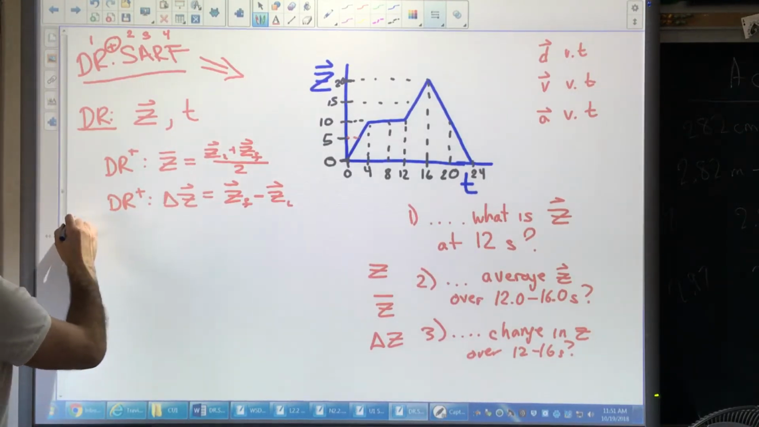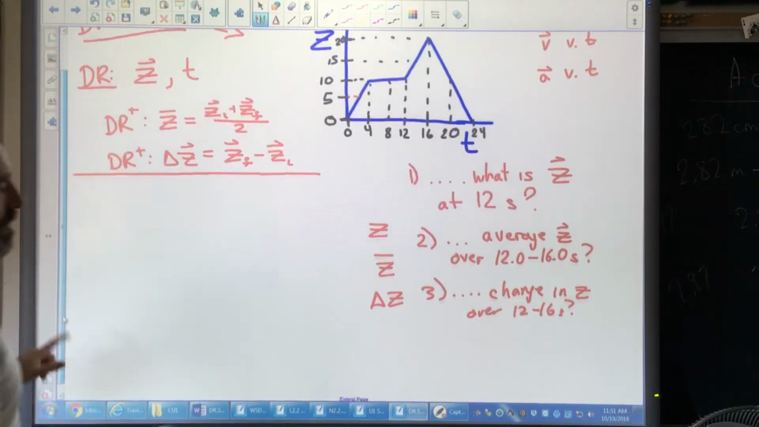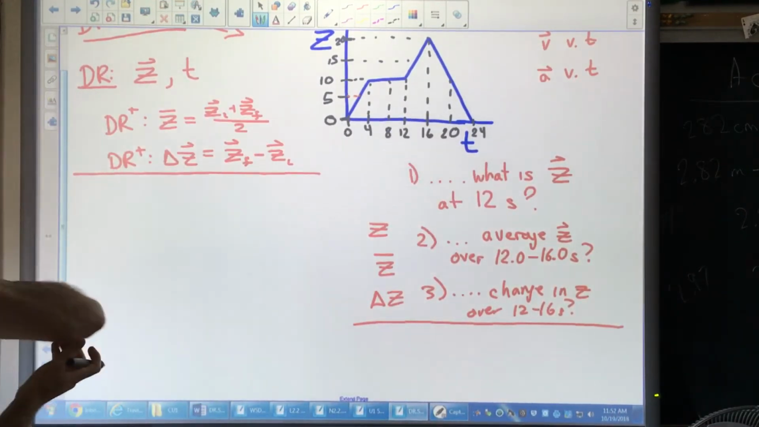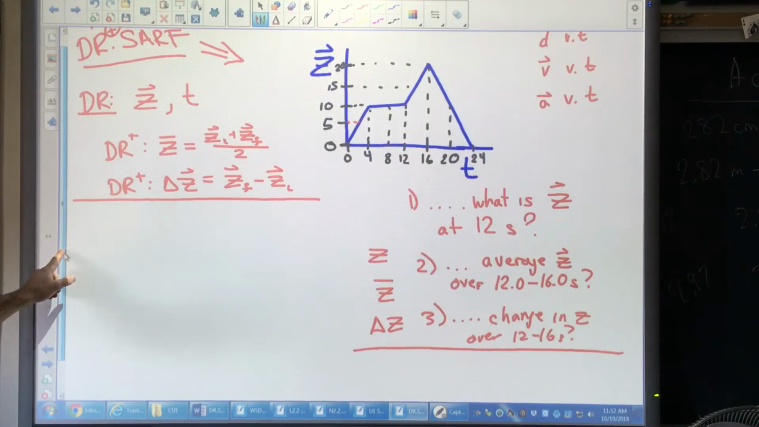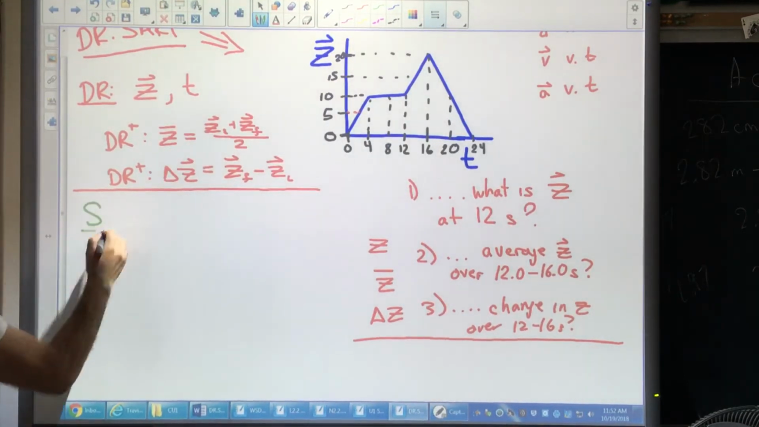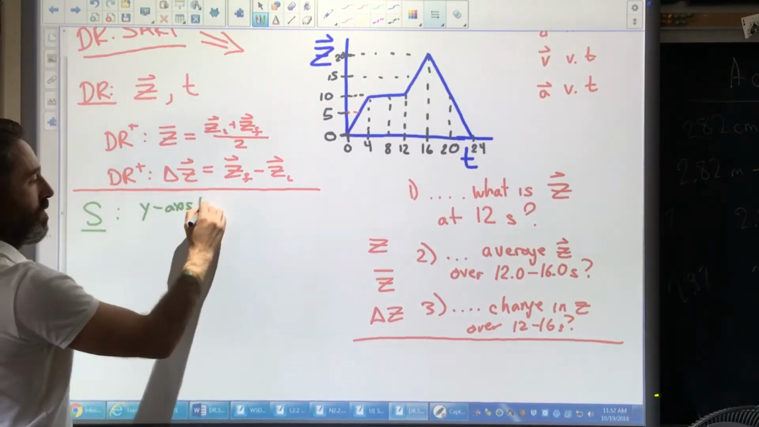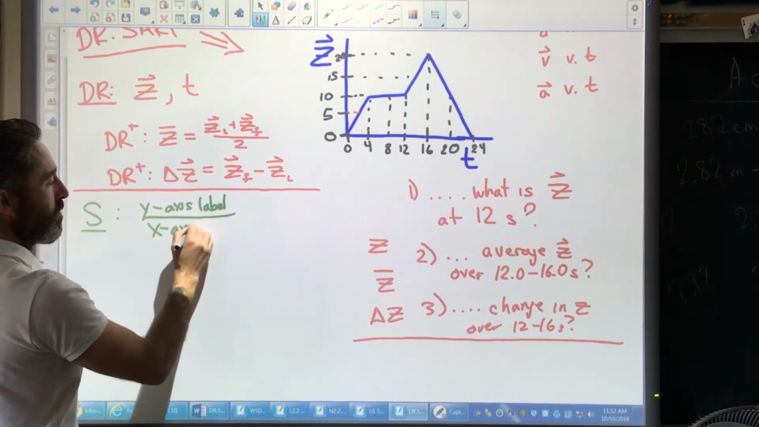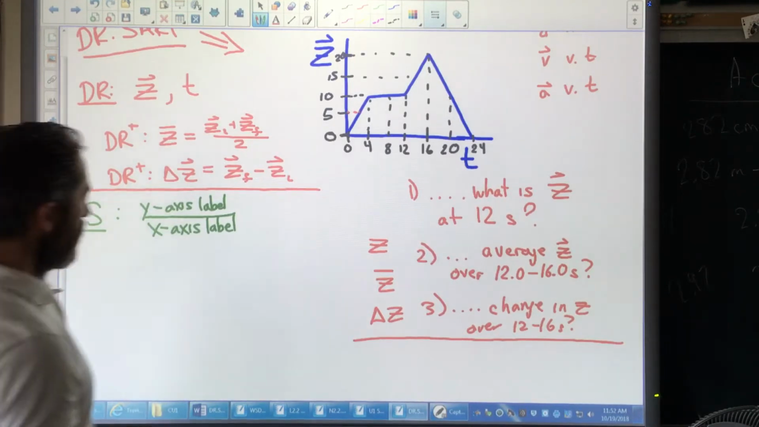Okay. Now, if it turns out that direct read doesn't do it for you, and that sometimes happens, if for example they ask for something that calls not on direct read but on an interaction of the axes, where the z over t or the y over the x means something, then after direct read we always try slope. S is for slope. Well, slope is, by definition, your y-axis label over the x-axis label. That's what it represents. Again, got to know those pop definitions: the y-axis label over the x-axis label.